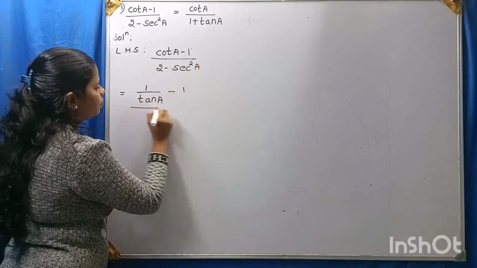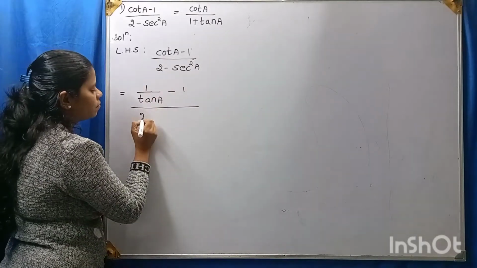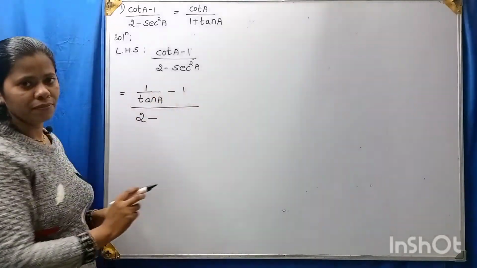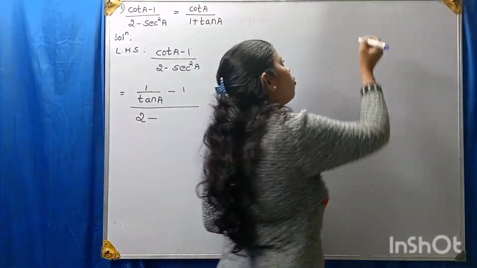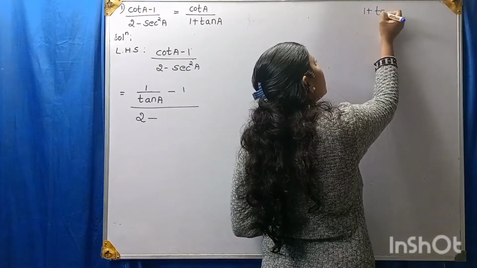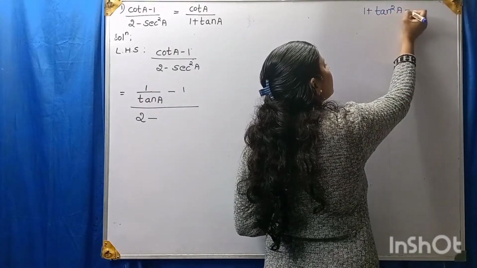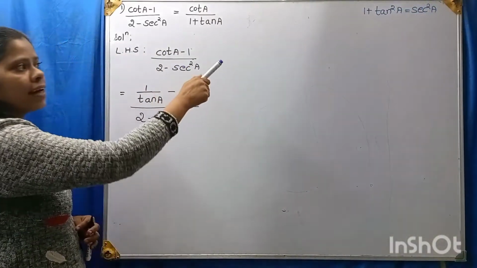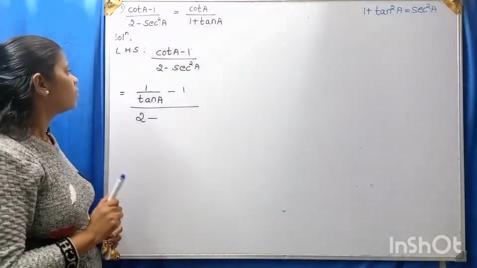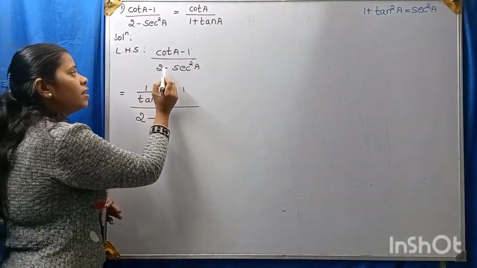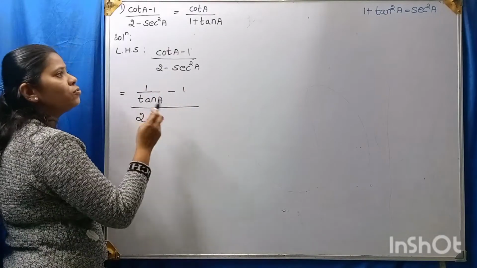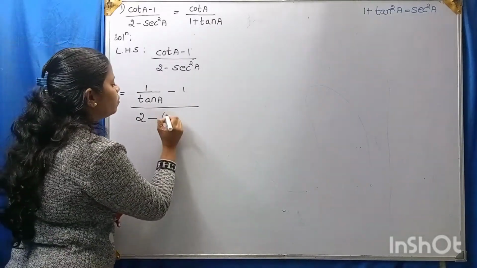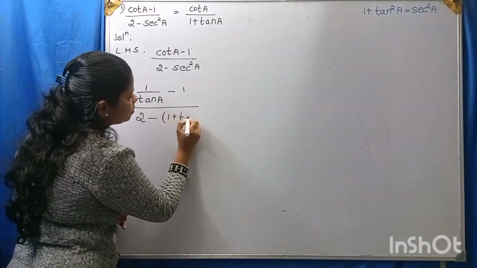whole divided by 2 minus secant square A. Now here, we know the trigonometric formula: 1 plus tan square A is secant square A. Therefore, this secant square A, I can write it as 1 plus tan square A. But be careful, see here you have a minus sign. So, 1 plus tan square A, you must take it in the bracket. Okay? 1 plus tan square A.